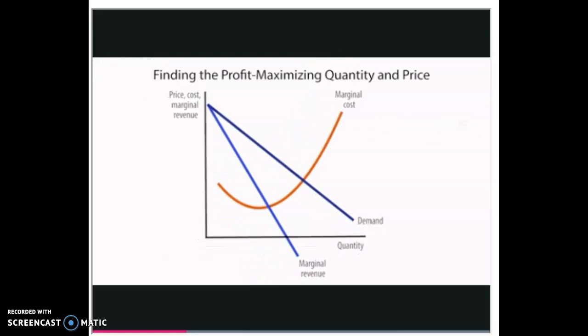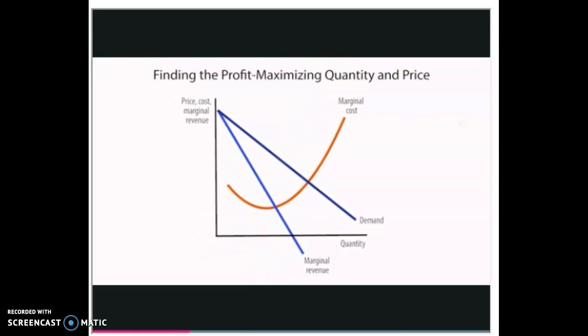We determine the profit maximizing quantity for the monopolist by locating the point where the marginal cost curve intersects the marginal revenue curve, and then looking down below that point to the quantity axis to find the profit maximizing quantity. We then look up to the demand curve and left from there to find the profit maximizing price.